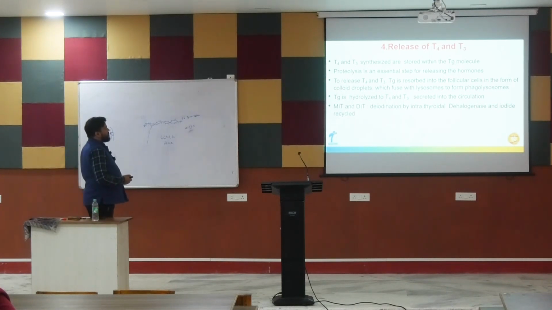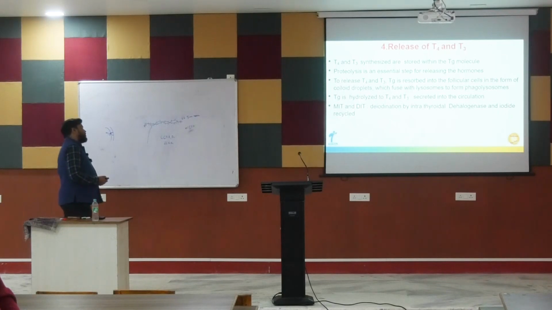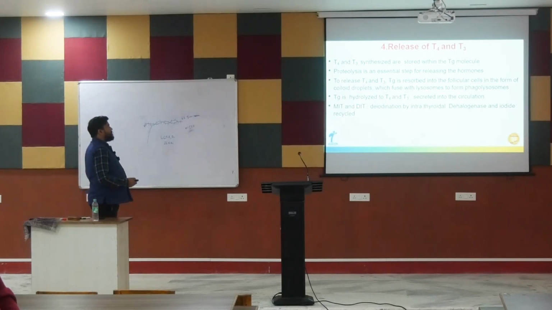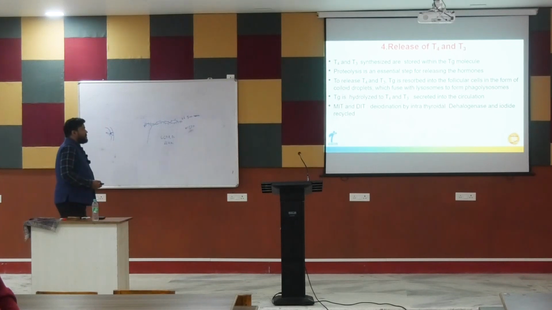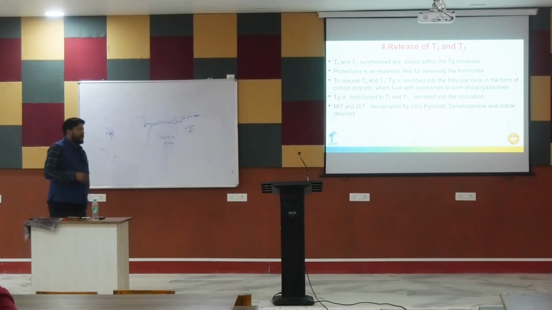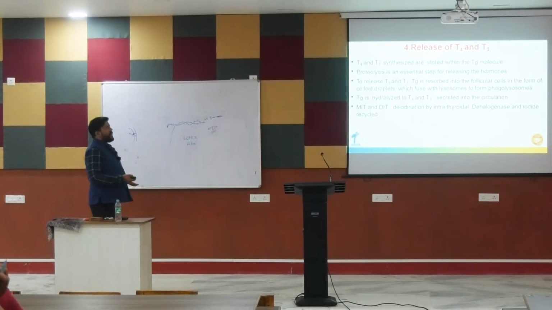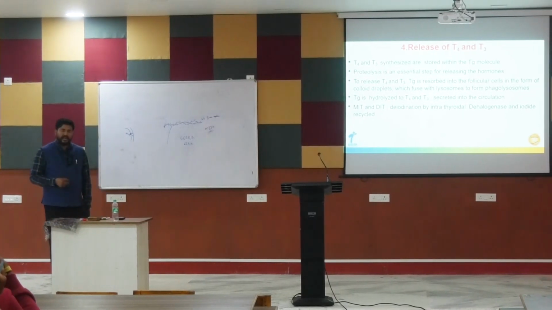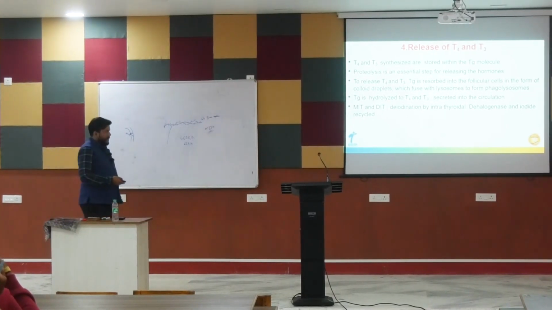To release T3 and T4, thyroglobulin is reabsorbed into the follicular cell in the form of colloid droplets, which fuse with the lysosome to form the phagolysosome. Now the thyroglobulin is hydrolyzed to T4, T3 and secreted into the circulation. And MIT-DIT is deiodinated by intrathyroidal dehalogenase and iodide is recycled. Whatever excess MIT-DIT is present in tyrosine residue is again hydrolyzed by dehalogenase and recycled for use.